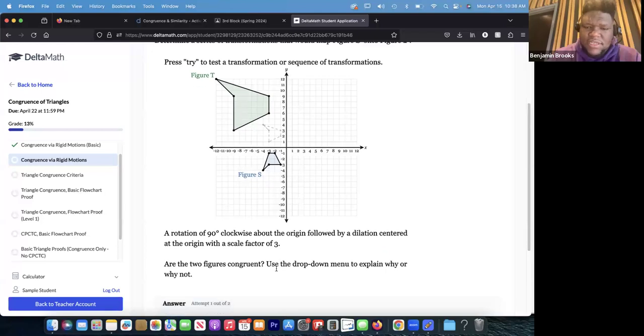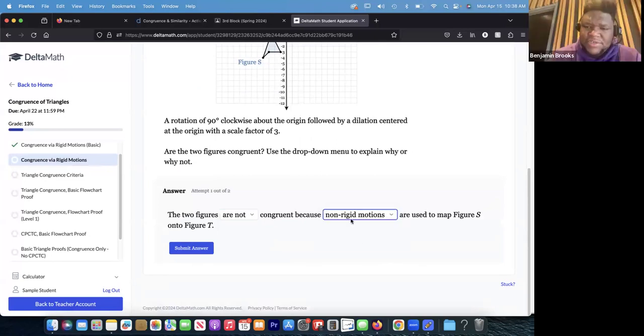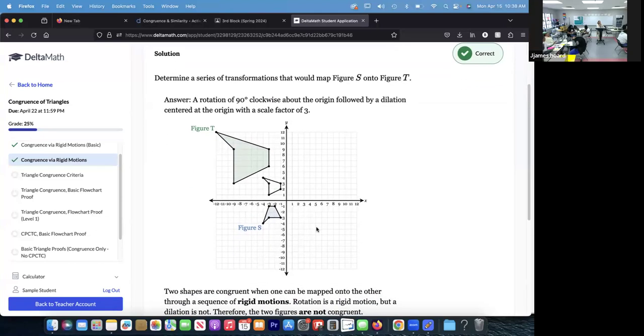Oh, that works. Look at that. They're not congruent because non-rigid motions are used. Non-rigid meaning I used a dilation in this case. They're similar, but they're not congruent.